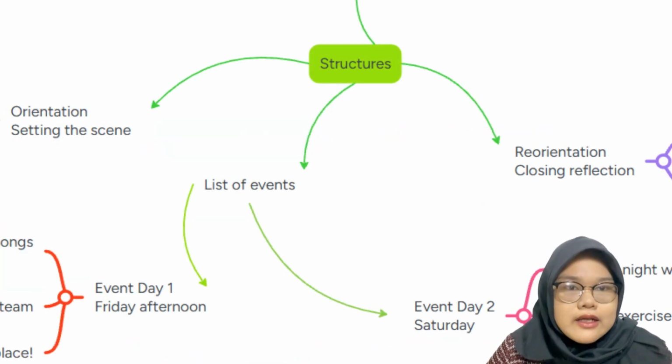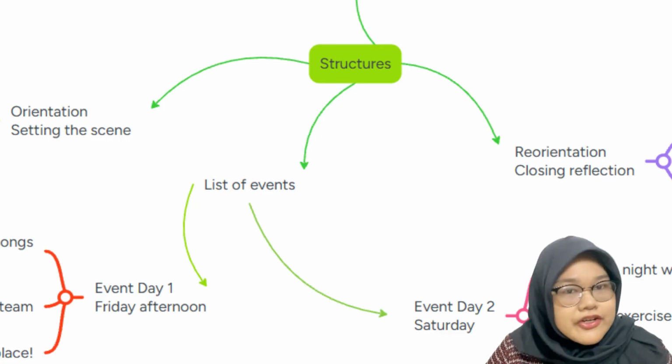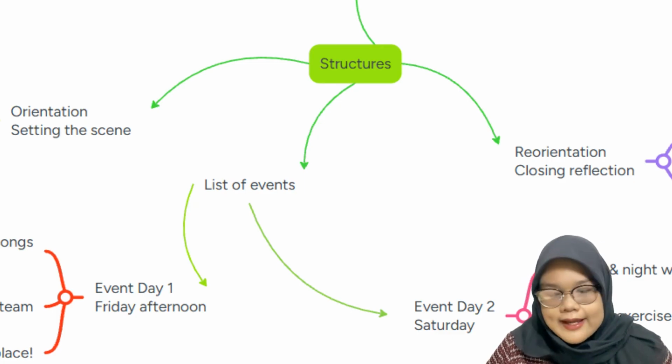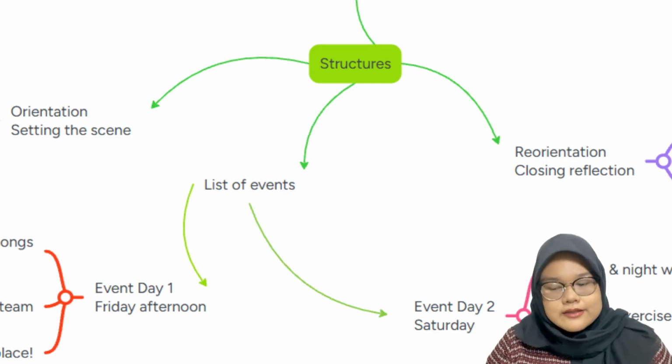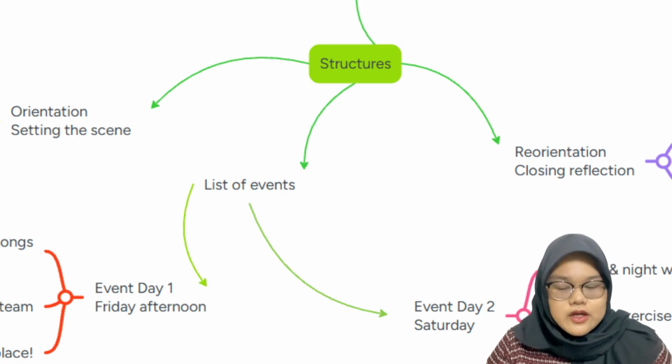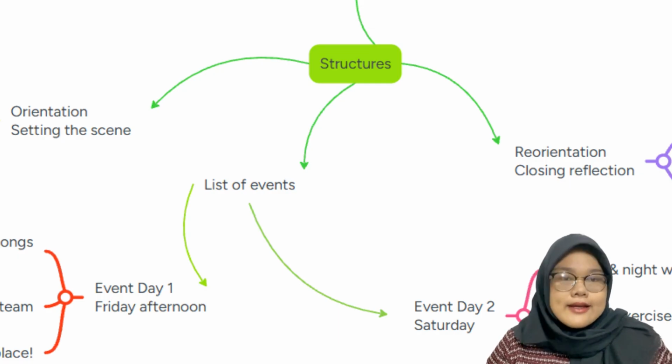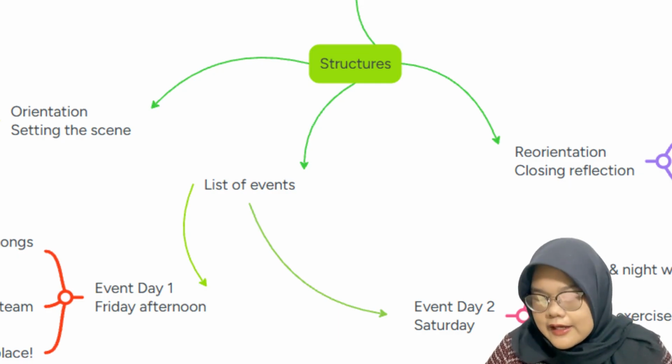Okay, the next one is the structure of the recount text. The generic structure of the recount text is orientation, list of events, and reorientation. We will look one by one at the text I provided.